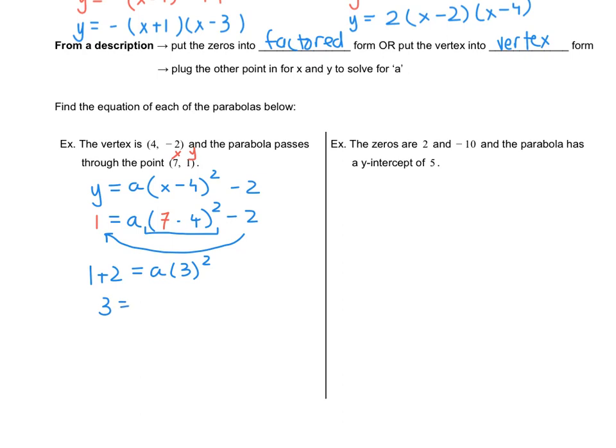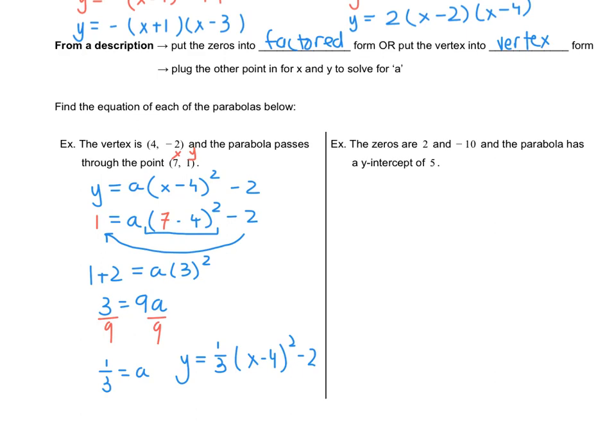You can write this as a times 9, but I prefer writing 9a because that looks a little more familiar. And now I can clearly see that I'm just going to divide both sides by 9, and I'm going to reduce that 3 over 9 to a third. So our a value is 1 over 3. And now we can put it all together. 1 over 3, x minus 4 squared minus 2. So again, we put our vertex into vertex form. We took our point and we subbed it in for x and y. Always move the constant over to the other side while you clean up the bracket, and then divide out that coefficient of a, and you're done.